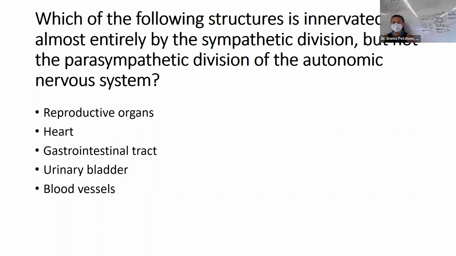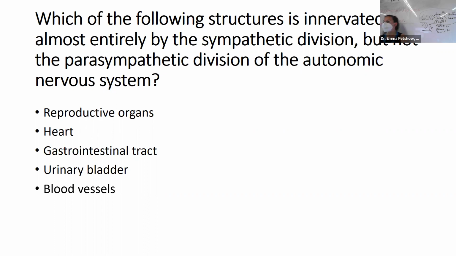Are reproductive organs innervated by both? Yes. Is the heart innervated by both? Yes. Is the gastrointestinal tract innervated by both? Not really. But is it innervated more by the sympathetic or parasympathetic? So that wouldn't be our answer, because we're looking for something that's just the sympathetic, right? What about the bladder? Is it innervated by both?